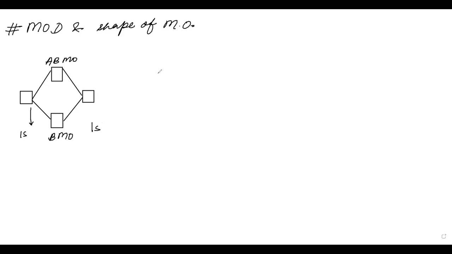Now let us look at the picture. ABMO. What we said was linear combination. So we'll take a 1s orbital and we will subtract another 1s orbital. This is 1s, this is 1s. This is the nucleus here. Now this will result in this type of structure.